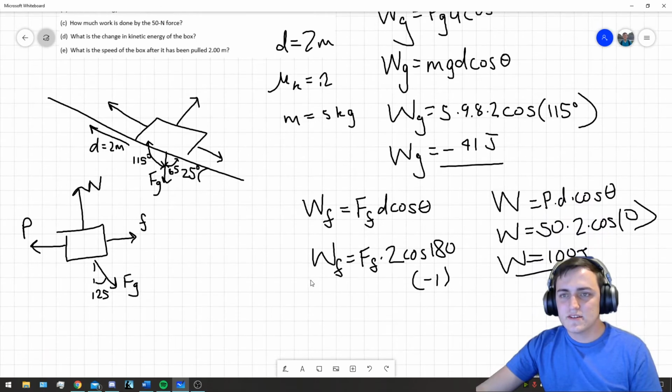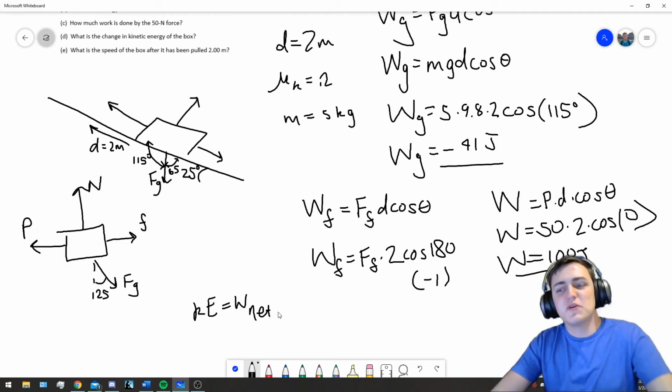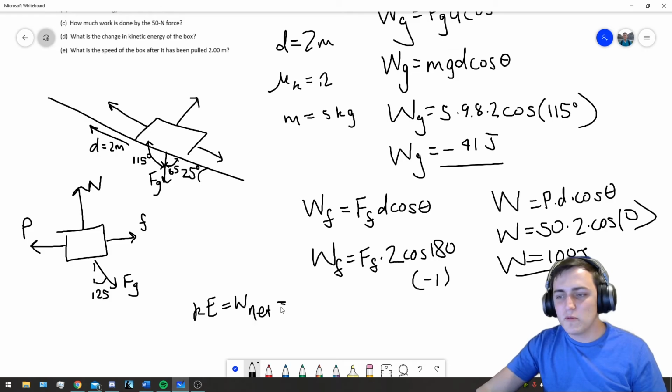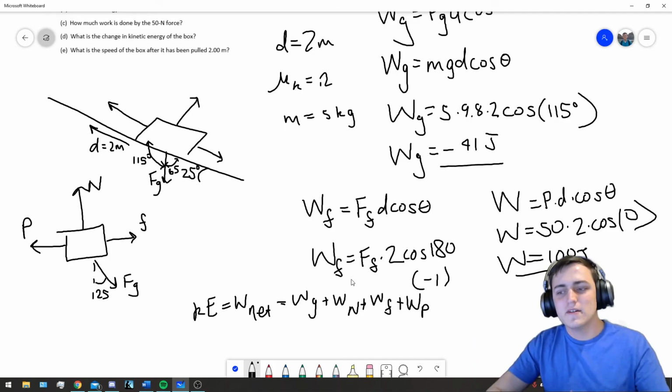Part D asks us for the change in the kinetic energy of the box. Just like in the last question, the change in kinetic energy is the net work, the net energy we put in. And remember that the net work is the work done by gravity, plus the work done by the normal force, plus the work done by friction, plus the work done by the push, right? We add up all the work done. That tells us the net effect, and we can find our kinetic energy.